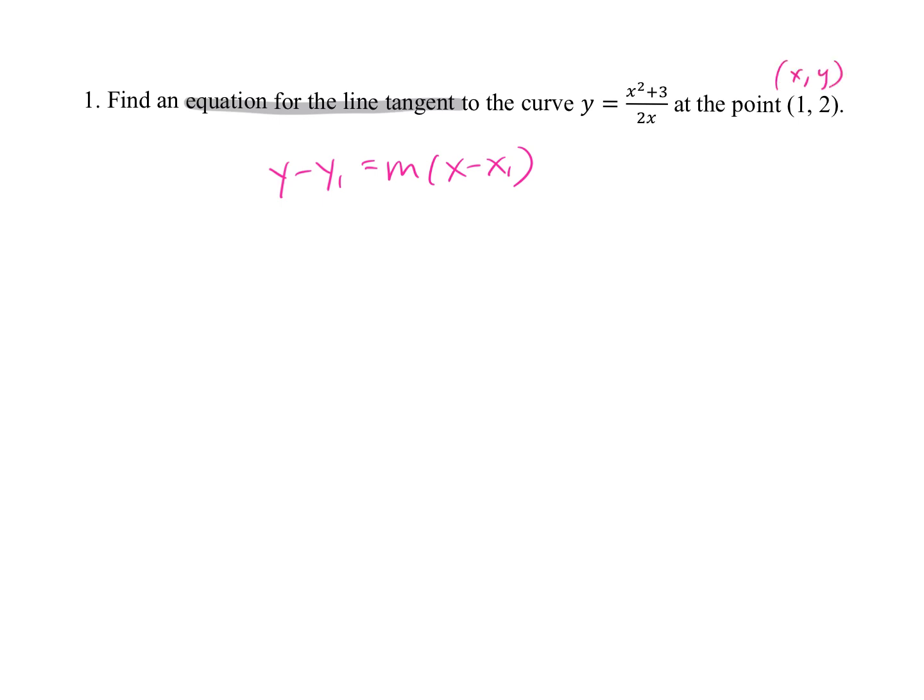We need the slope. If this is y, can I go find y prime? Yeah, what rule do I have to use since there's division in it? Quotient rule. Low D high. Do not plug in any x values yet. Let's just do this in terms of x. Y prime is going to be, what is low? 2x. D high.